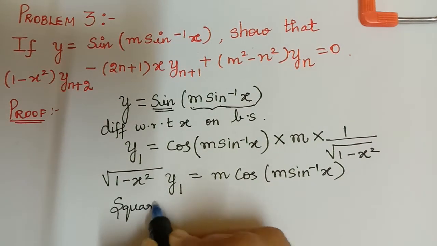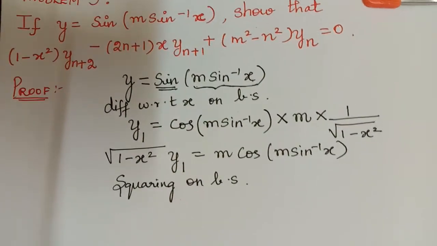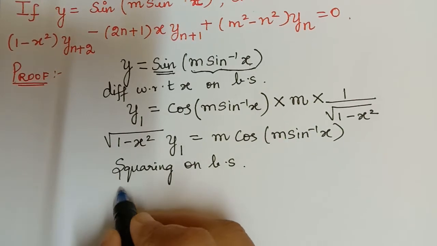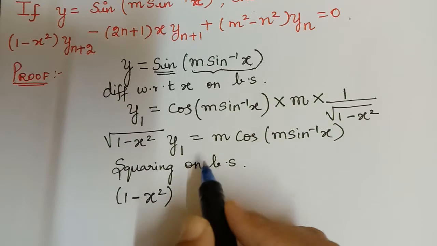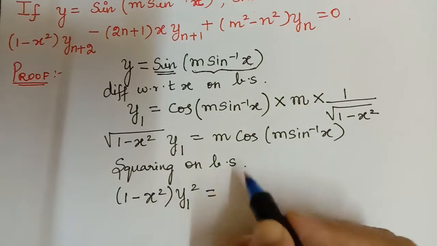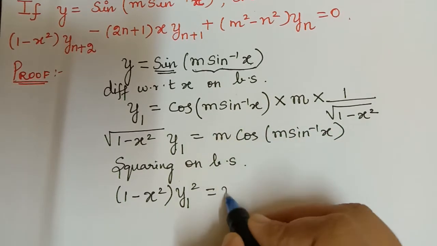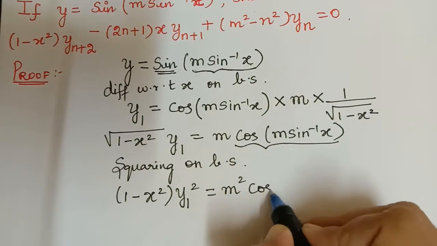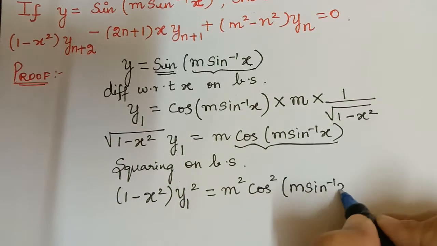So squaring on both the sides, what do we get? The square of the square root is the term itself, so 1 minus x squared multiplied with the square of y1, which is y1 squared, equal to the right hand side, which we also have to square. So the square of m will be m squared, and when we square this term it will be cos squared of m sine inverse of x.